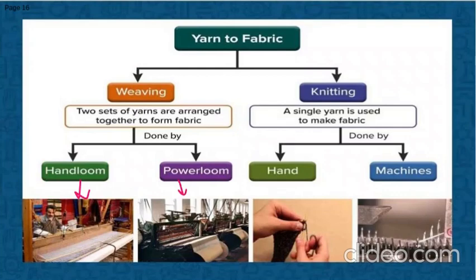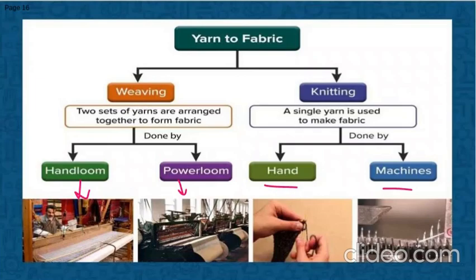After that comes knitting. Knitting means a single yarn is used to make fabric, whereas two sets of yarns are used in weaving. Knitting is done by hand or machines. Again, both of them are possible. So that is how you convert fiber to fabric.